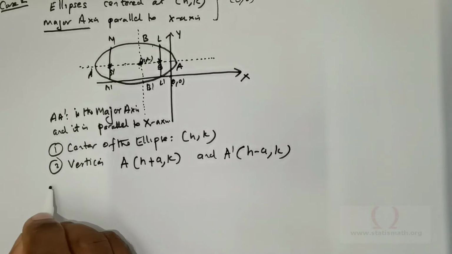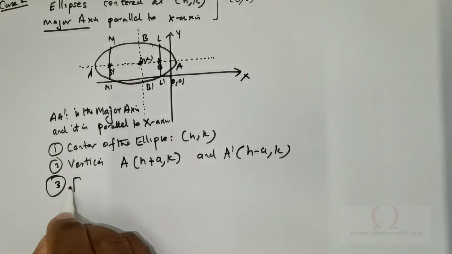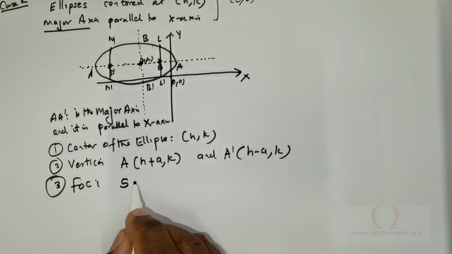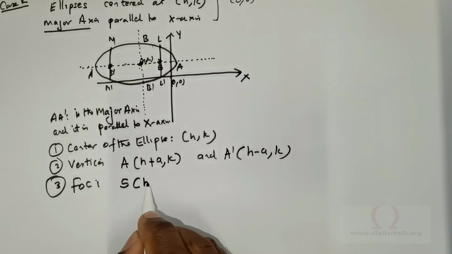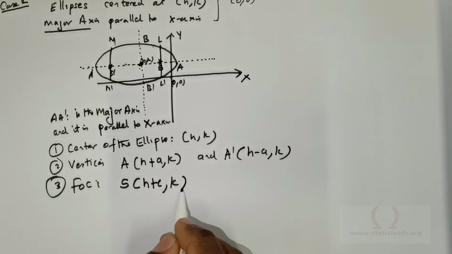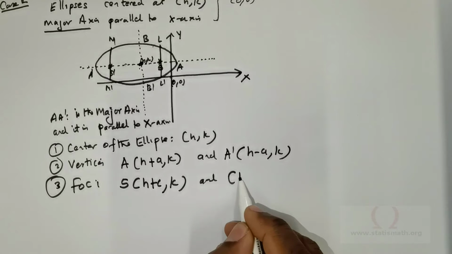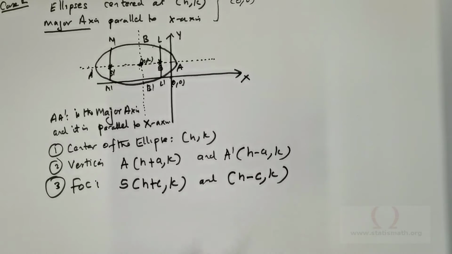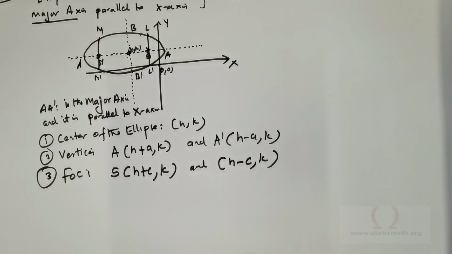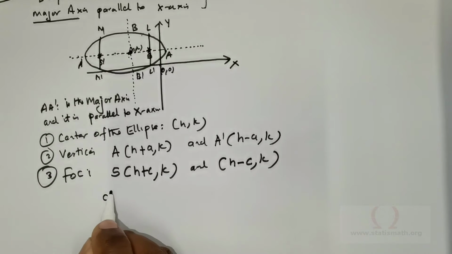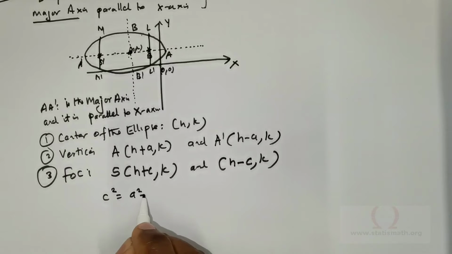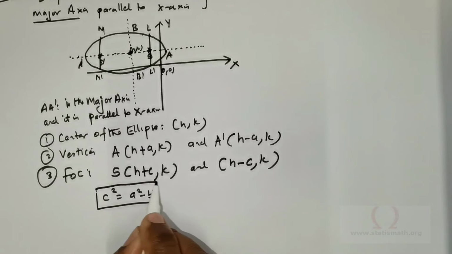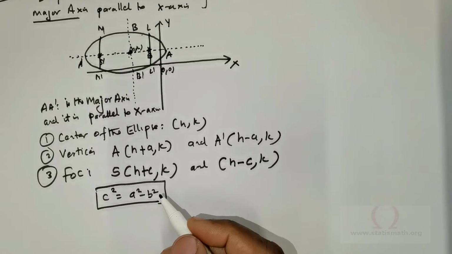Now the next important point is the foci. The foci are given as S (h plus c, k) and S dash (h minus c, k). So this is very important. And of course c squared is equal to a squared minus b squared. This is also the relationship I've already mentioned.